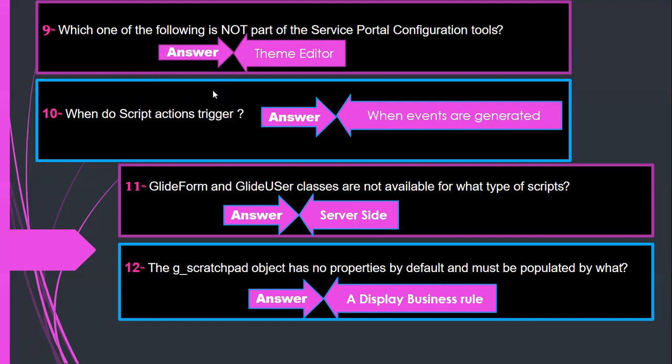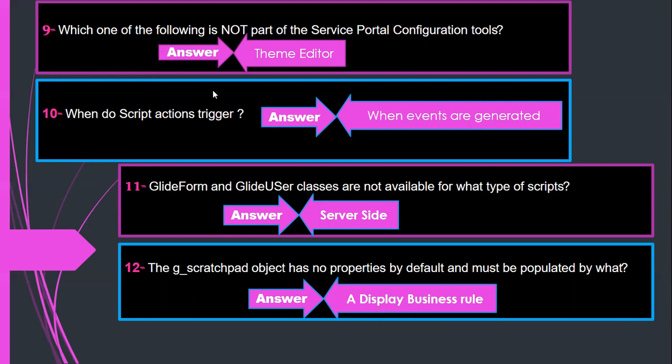Question number 10. When do script actions trigger? Remember, it's asking for the script action, not the script include or any other script. So remember what words are used over there. Script action is another kind of script which triggers via events. Like when you use gs.eventQueue, under that you have to call that event. On that event basis, this will be triggered. So this is also a script, a server-side script. You can utilize those things when you want.